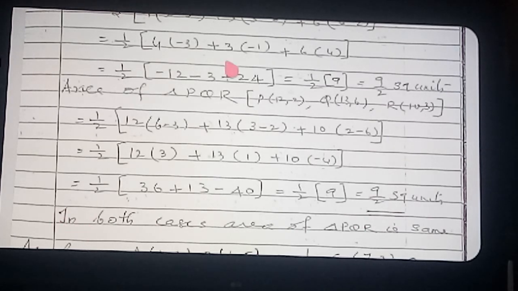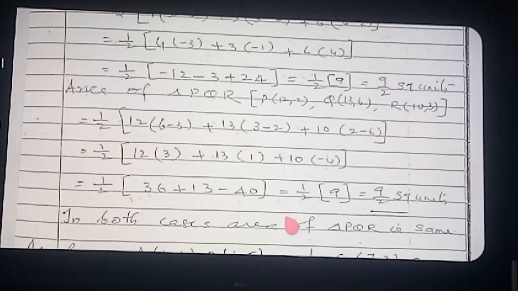So you can see, in the first case you got the area of the triangle as 9 by 2 square units. Now also you got the area as 9 by 2 square units. So in both the cases, the area of triangle PQR is the same. Okay, now we will do the next question, question number 6.